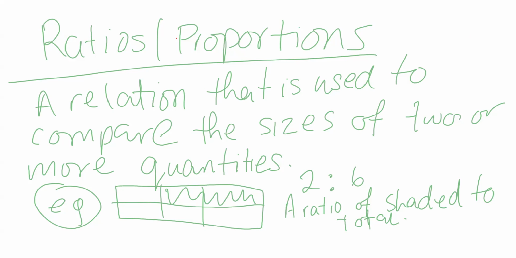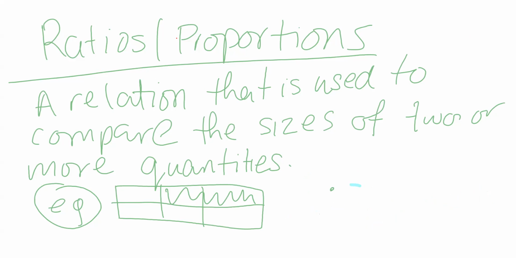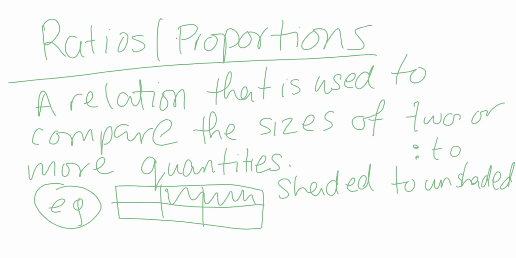Now, if I wanted to say something else instead of 2 to 6, let's say I wanted to say the ratio of shaded to unshaded. So this little colon here means to, right? So shaded to unshaded, that would be 2 to 4 because 2 is shaded and 4 is unshaded.